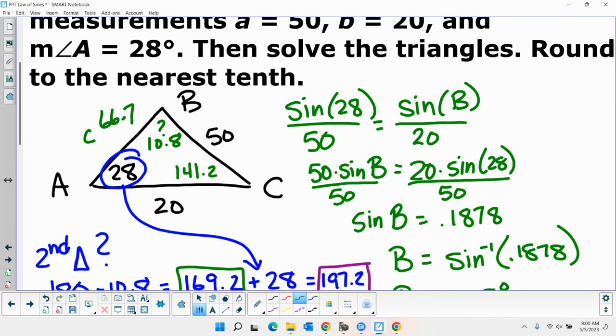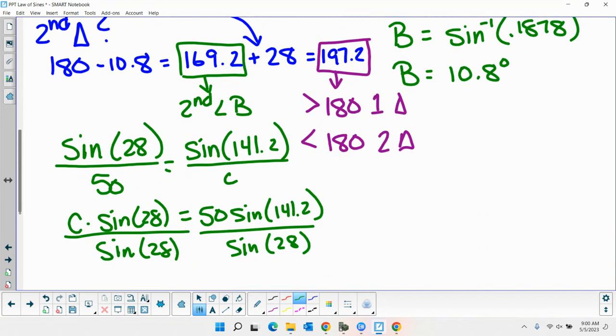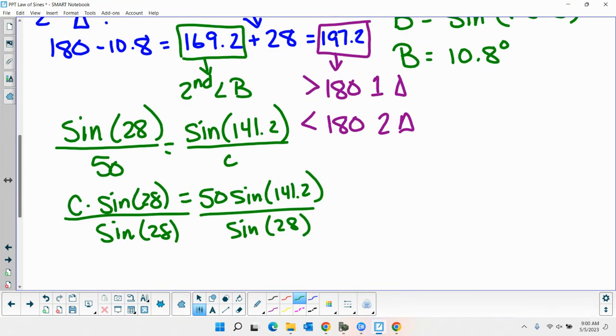Questions? So we didn't have to find that second triangle. I had one there. But again, if you get an error, which will happen once in a while, it just means no triangle.